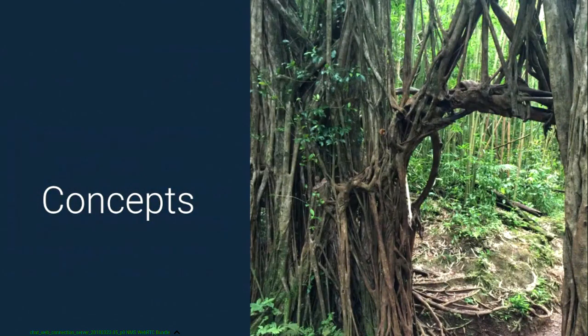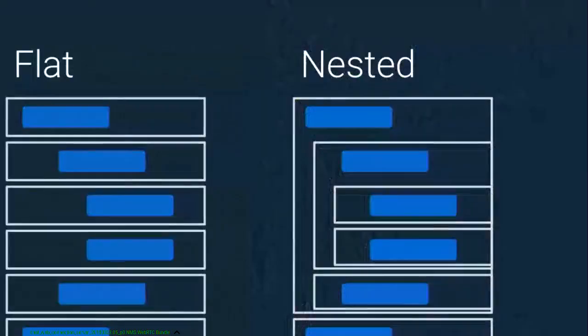Now let's see the concepts. We have two types of trees in Angular Material. One is the flat tree, and the other one is the nested tree. In the flat tree, the logical parent-child relationship is flattened, and now they become siblings in the DOM. For the nested tree, we preserve the parent-child relationship in the DOM. So for a tree node, its children are nested inside the parent's DOM.